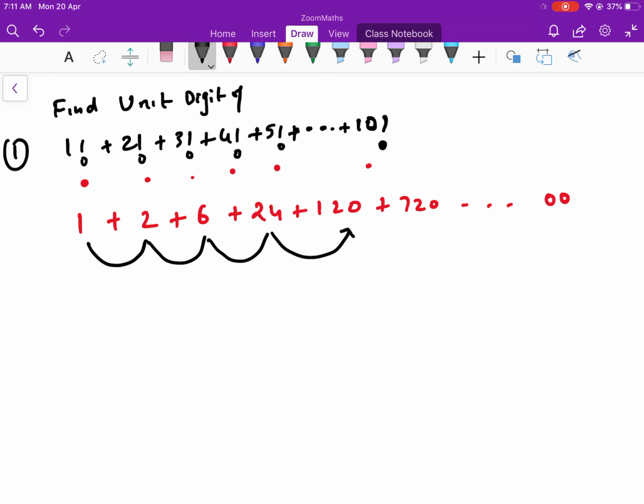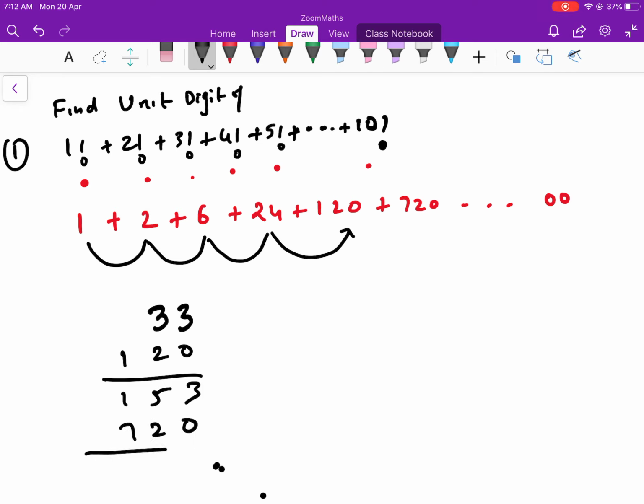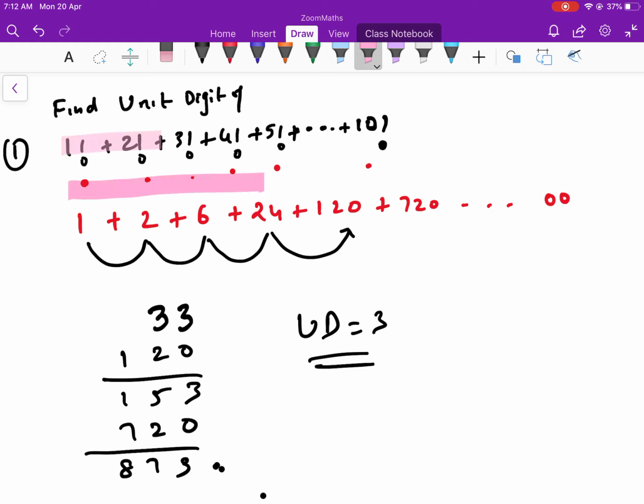So it's 1 plus 2 is 3, 3 plus 6 is 9, 9 plus 24 is 33. Now if I add 33 plus 120, I'll still have the same last digit, 153. If I add 153 plus 720, my unit digit is still going to be the same, 873, right? So my unit digit is 3 over here. So see the basic concept, you just need to add these first factorials, and we'll get the answer for the unit digit.